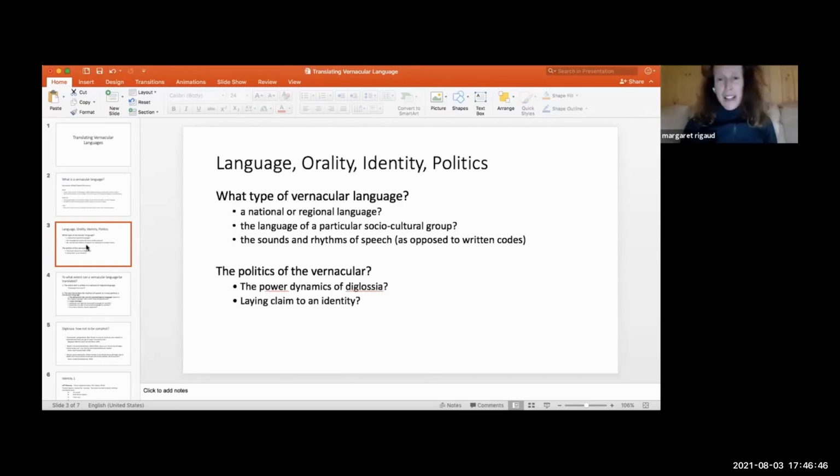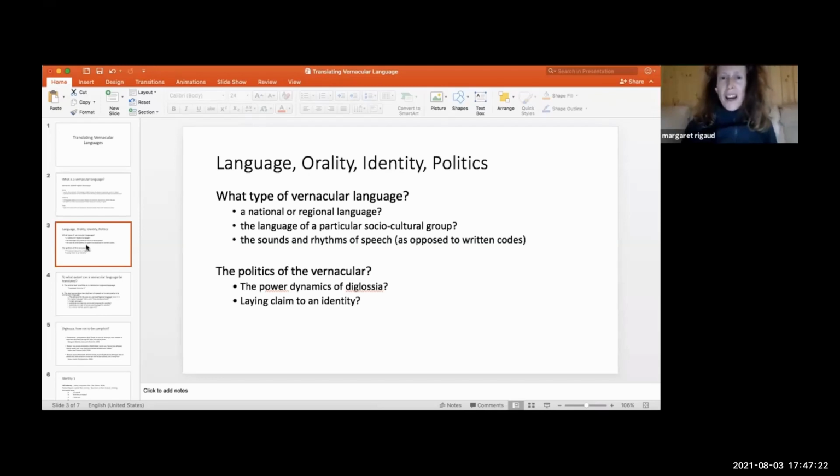So now I titled this slide Language, Orality, Identity, and Politics, because these are all the big issues that I think are at stake in a vernacular language. So if you're reading a text and there is something, some bits of language, that corresponds to some of the definitions that we've already seen, you're going to ask yourself, is this a national or regional language? Is this the language of a particular group? Or is this simply an attempt to reproduce the sounds and rhythms of speech?